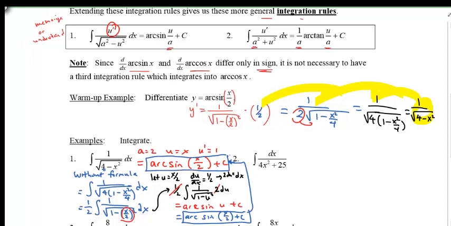So once again, if you like the formula, I can see it, boom, you're done in like 2 lines. Without the formula, you can reverse engineer your derivative process, and that's certainly fine as well. You'll get the same answer.